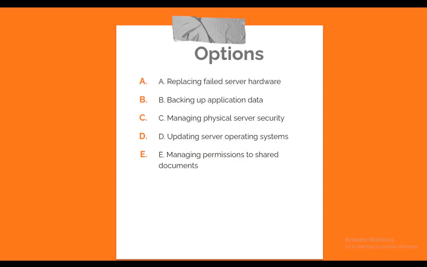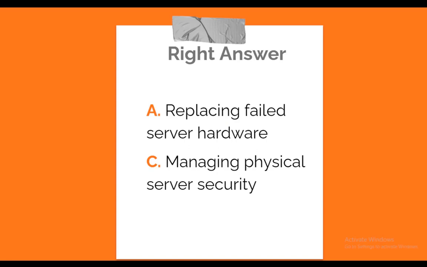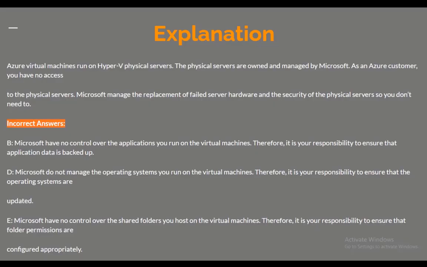Option A. Replacing failed server hardware. Option B. Backing up application data. Option C. Managing physical server security. Option D. Updating server operating systems. Option E. Managing permissions to shared documents. And the correct answer is Option A. Replacing failed server hardware. And Option C. Managing physical server security. Explanation.